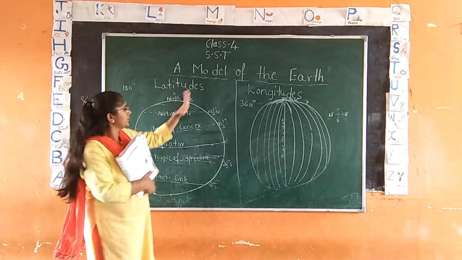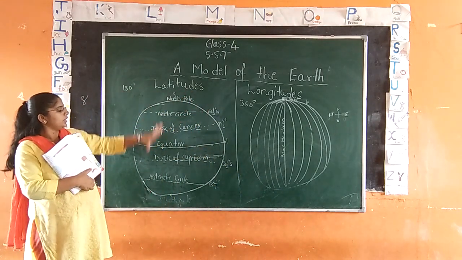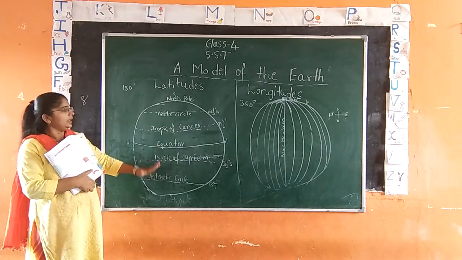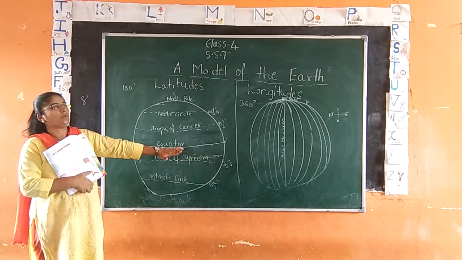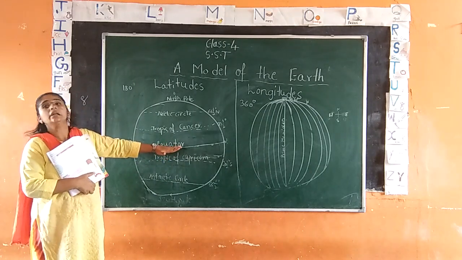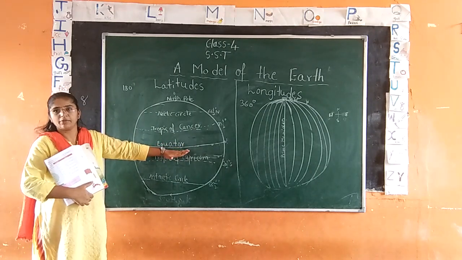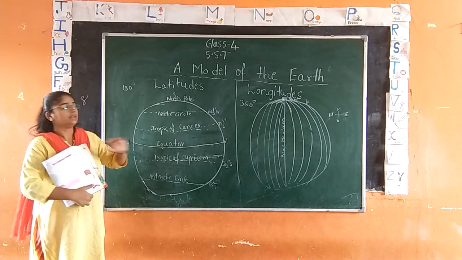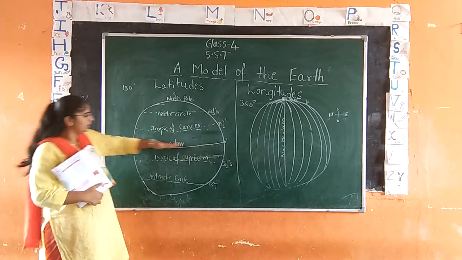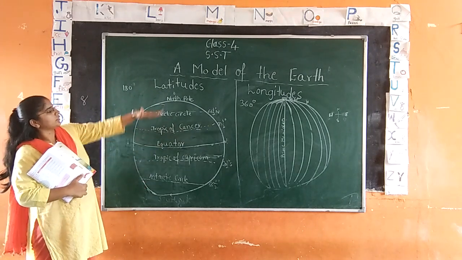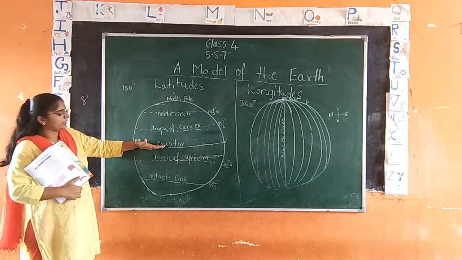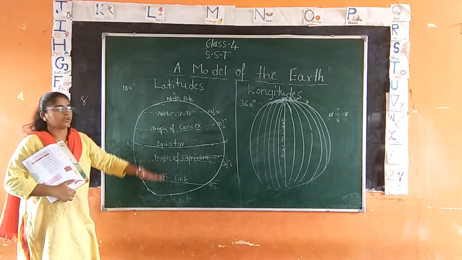Okay, see here. This is the Earth model. Here, this line we call the equator. This equator divides the Earth into two parts.